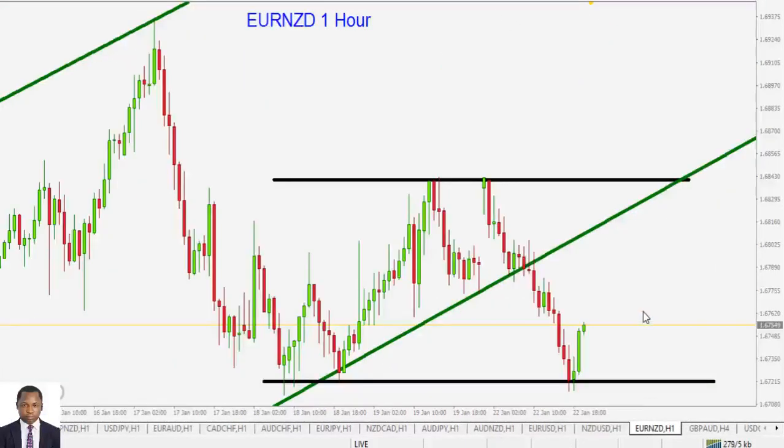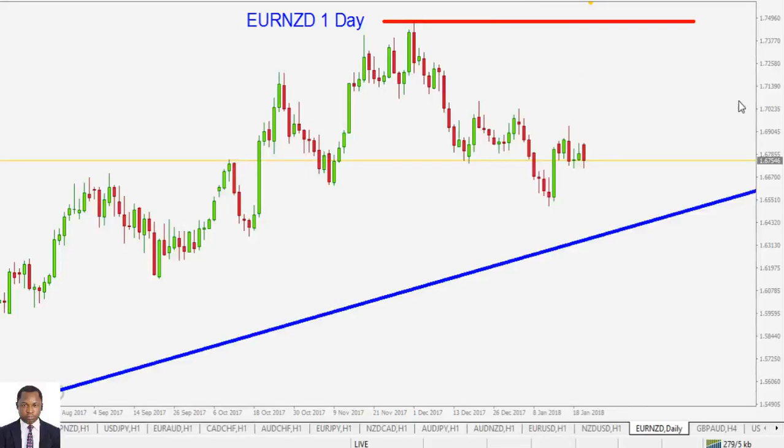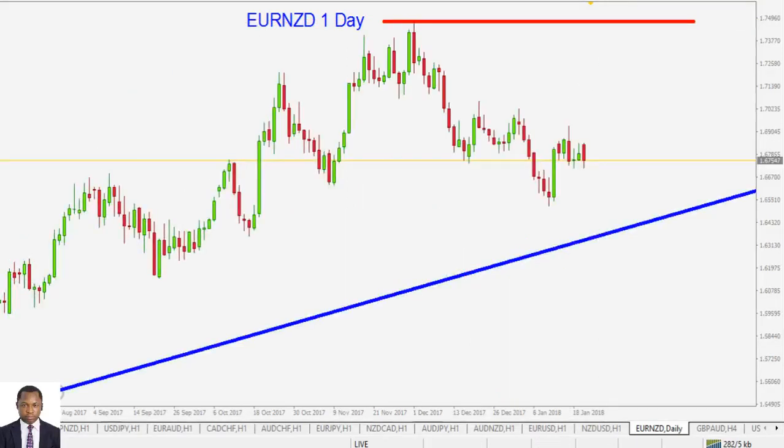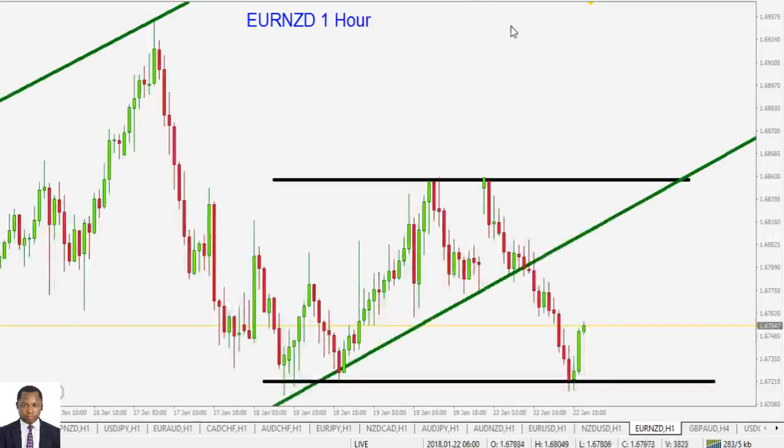In the euro against the New Zealand dollar, again much hesitation here as well. You can see several candles. There is no valid trading opportunity, but the directional bias should be to the upside. We are looking for long entries, but no valid entry at this time.